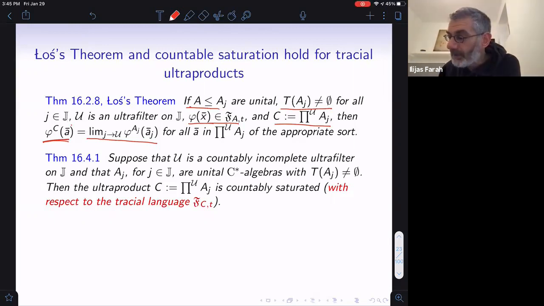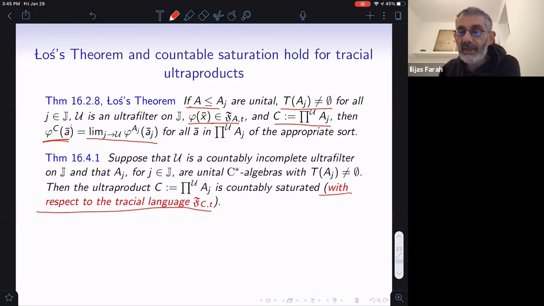Second, suppose that U is a countably incomplete ultrafilter, and you have unital C-star algebras with non-empty tracial simplices. Note here I'm not talking about A. I don't want to commit to this separable subalgebra A. Then the ultraproduct of those algebras, the tracial ultraproduct, is countably saturated. But here, in red, with respect to the tracial language C^T. I cannot overemphasize this. We'll come back to that in a moment.